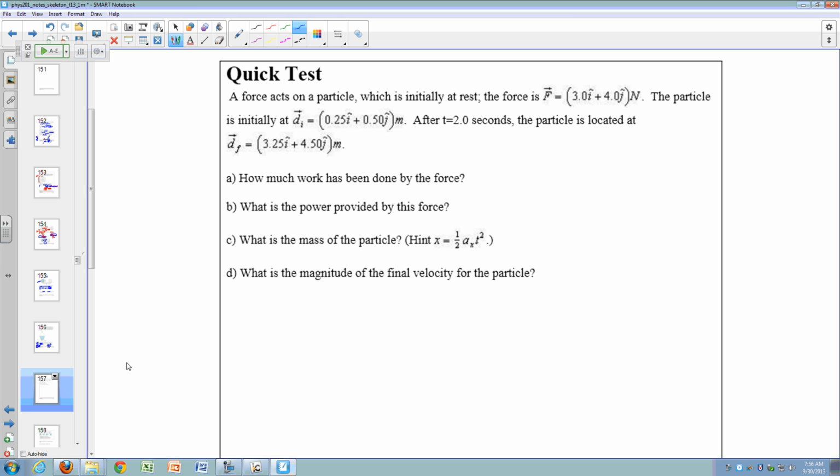First step will be to find the displacement, which remember is the difference between the final and initial, and then you just need to do the dot product to find the work.